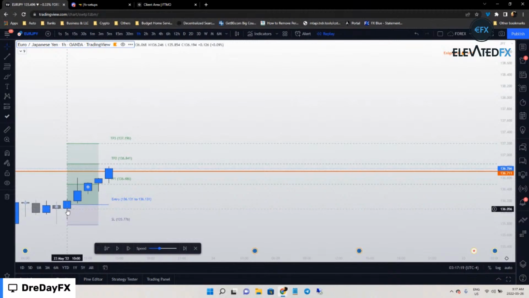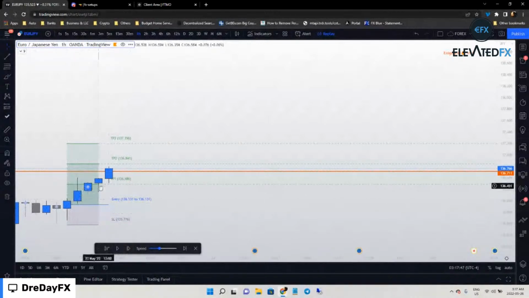As you can see, it was 136.056, and the stop loss that was put there is 135.77. So that's almost 30 pips of difference. That's a big difference. So let's continue here.